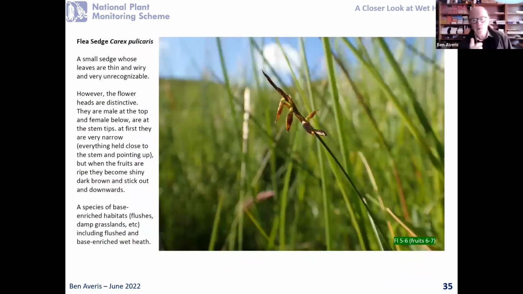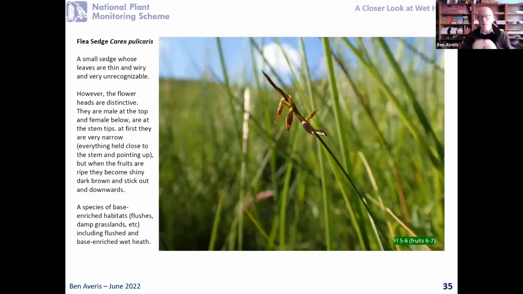And here's one that's a good one to know for flushed wet heath or any kind of flushed places where the flushing brings in a bit of base enrichment, the flea sedge. The leaves are nothing much at all. They're just so thin and wiry, you could mistake them for all sorts of things. And you hardly ever see them. They're not much to see. You wouldn't even notice them probably.